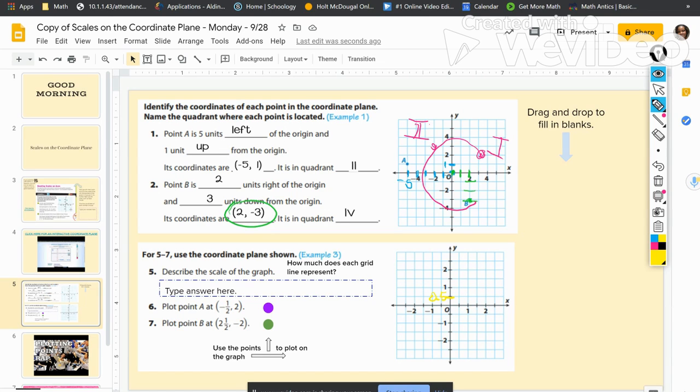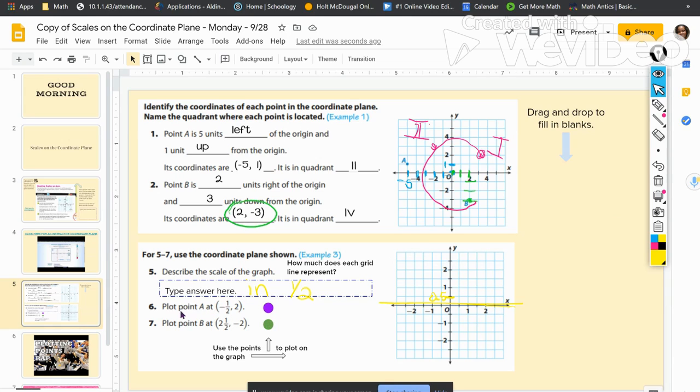So describe the scale of the graph. The scale is going in halves. I had one person list out all the decimals on the x-axis, which was awesome. So shout out to you. In number 6 and 7, I wanted you to plot the points. So that's why I had different colors. I had this purple point and I had the green one.